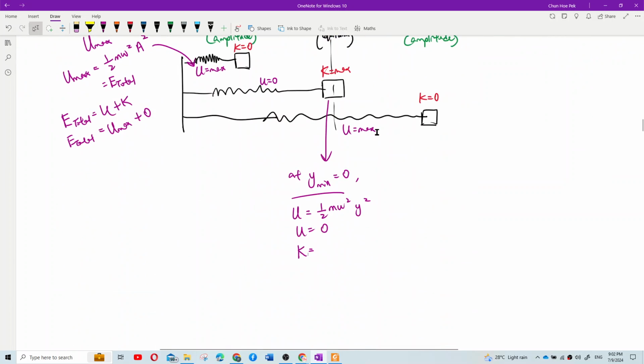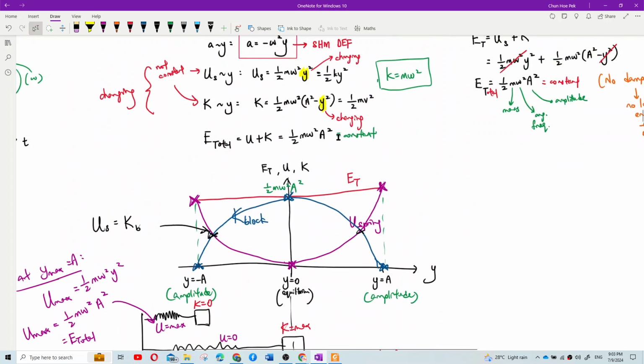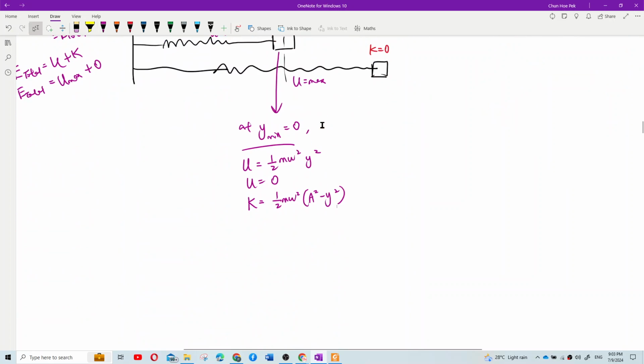So gantikan half m omega square, a square minus y square. Gantikan y dengan kosong. So apa, kelas? You tell me. Half m omega square a square. Sebab y square sudah jadi kosong, so a square. So kan masa itu kinetic energy maximum lah. Betul tak? Nah, kinetic energy maximum, which is sama dengan total energy.